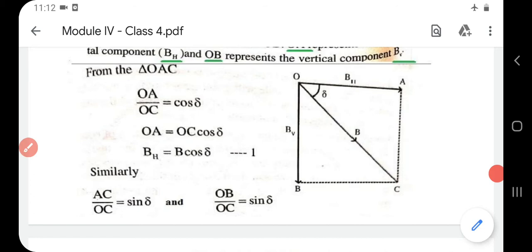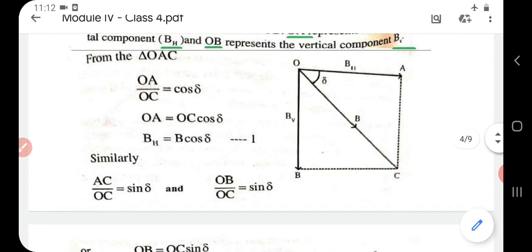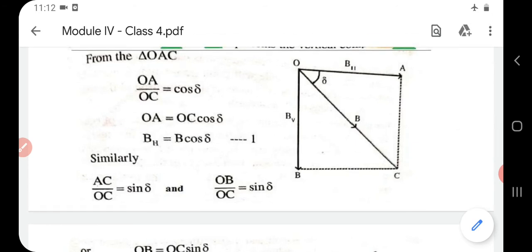Now let us consider the triangle OAC. Then what is OA by OC, or what is cos delta? You know, cos theta is adjacent side by hypotenuse. So cos delta will be OA by OC. From that, OA is equal to OC cos delta. Now what is OA in the figure? It is BH. What is OC in the figure? It is B. So OA equal to OC cos delta becomes BH equal to B cos delta. That is equation 1.